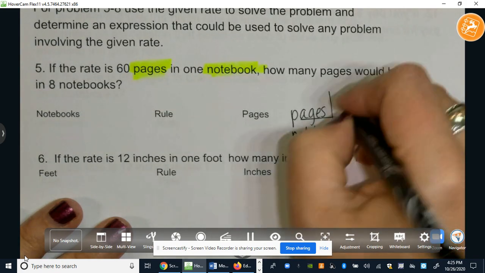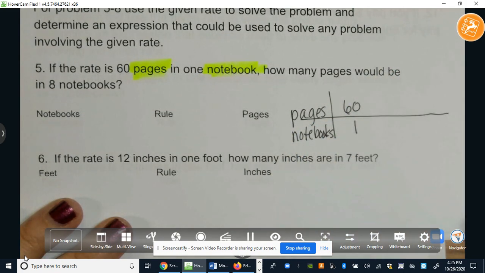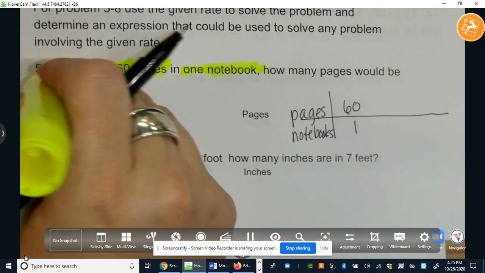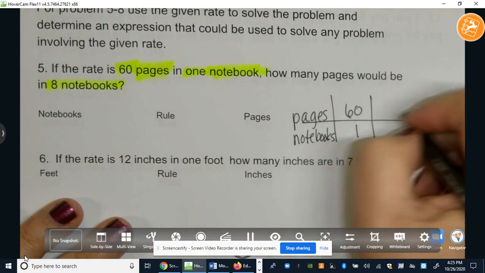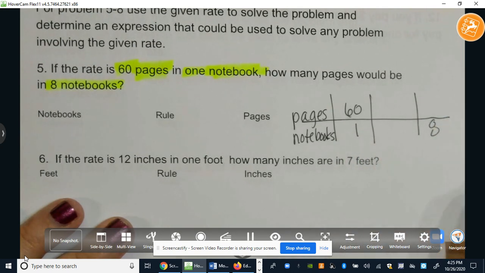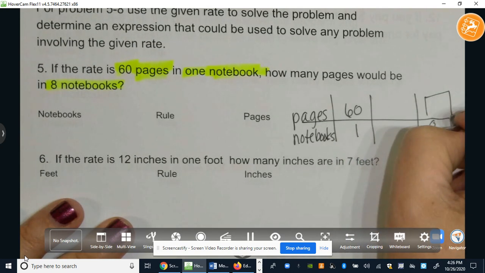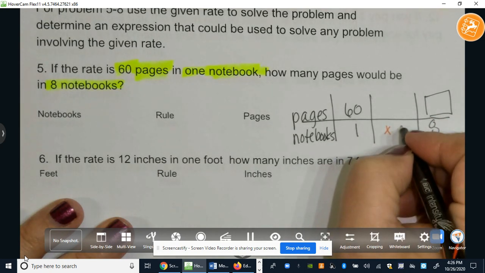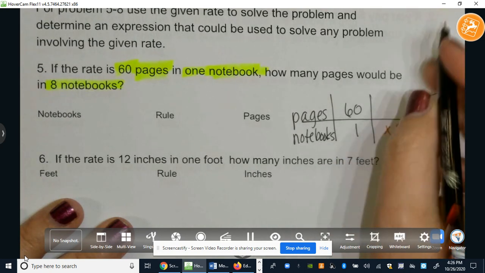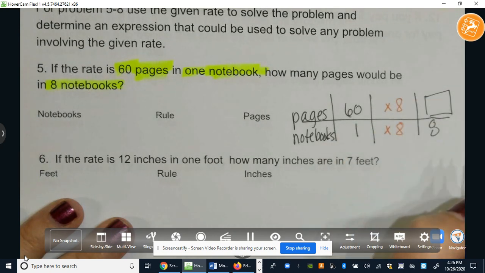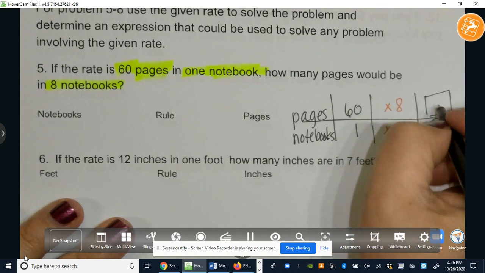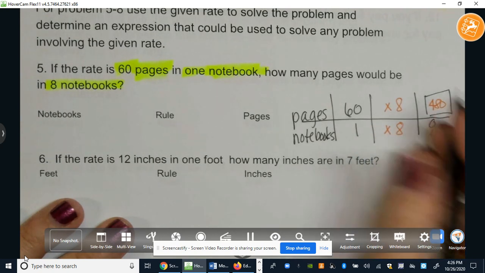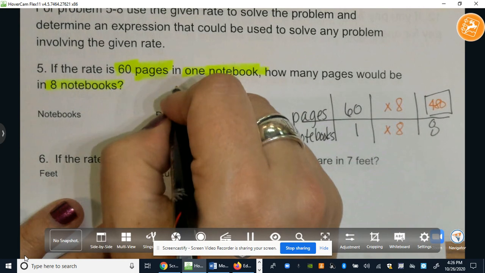Okay, what do I know? Well, there's 60 pages in one notebook. How many would be in 8 notebooks? So this is what I know. I need to know 8 notebooks. So how do I go from 1 to 8? I multiply by 8. So I multiply by 8 to the bottom, I must multiply by 8 to the top. And 8 times 60 gives me 480. So there would be 480 pages.